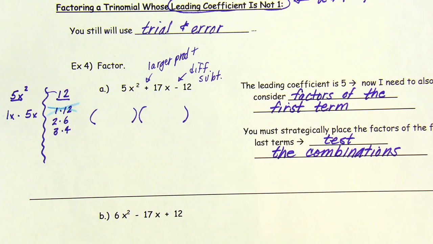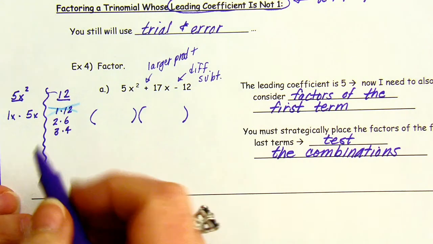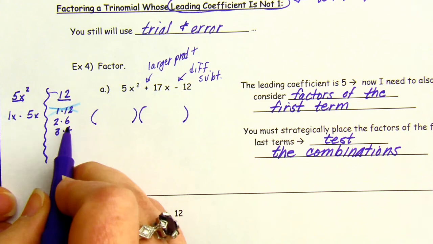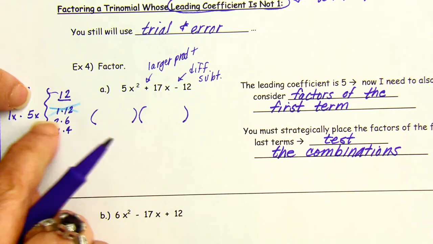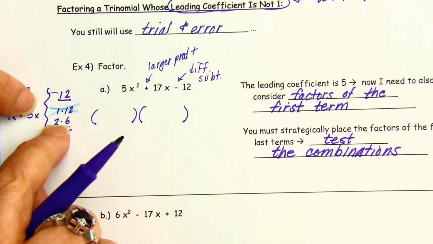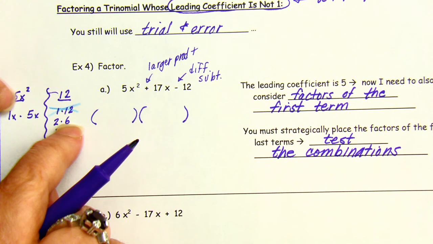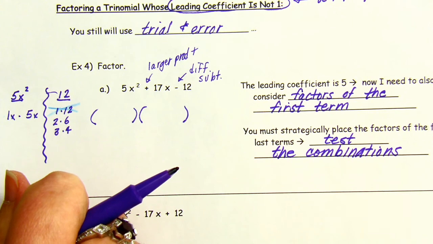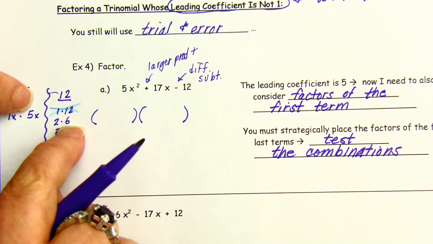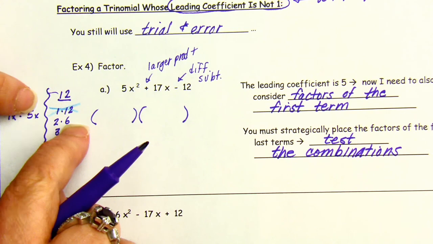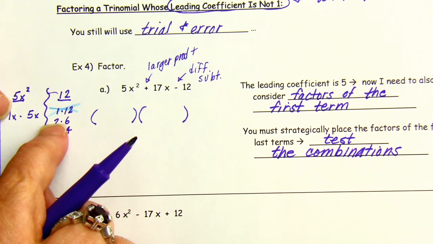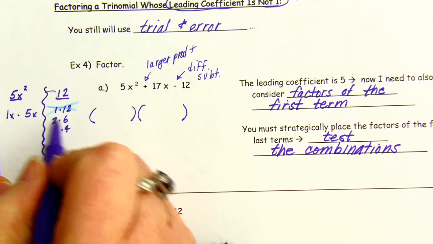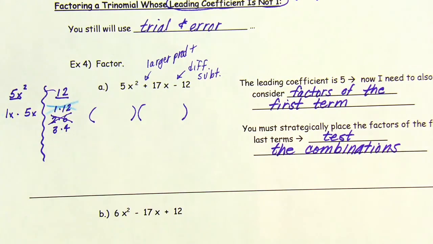All right, let's figure out 1 and 5 with 2 and 6. Well, 5 times 2 is 10. 6 times 1 is 6. 10 subtract 6 is 4, not 17. That's not going to work. Let's switch them. Let's do 6 times 5 and 2 times 1. Well, this is 30. Subtract 2 is not 17. So again, I can't use that pair.